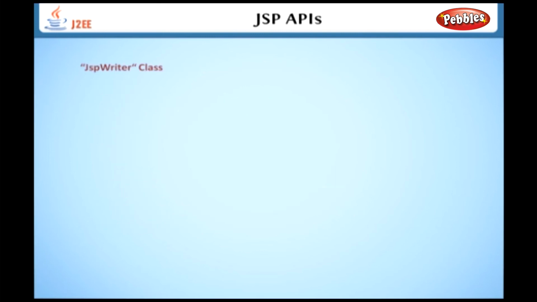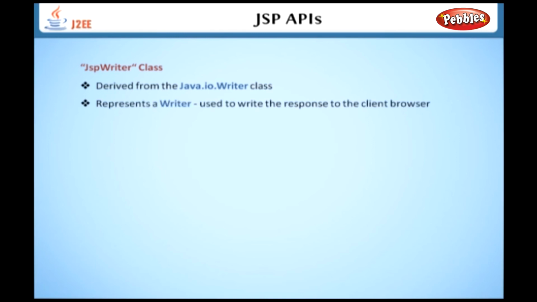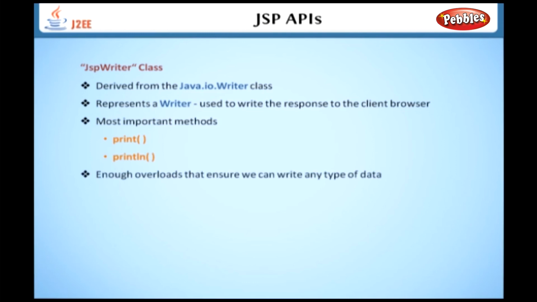The JspWriter class. The JspWriter class is derived from the java.io.Writer. This class represents a writer that we can use to write the response to the client browser. The most important methods in this class are the print and println methods. Both provide enough overloads that ensure we can write any type of data. The difference between print and println is that println always adds the new line character to the printed data.